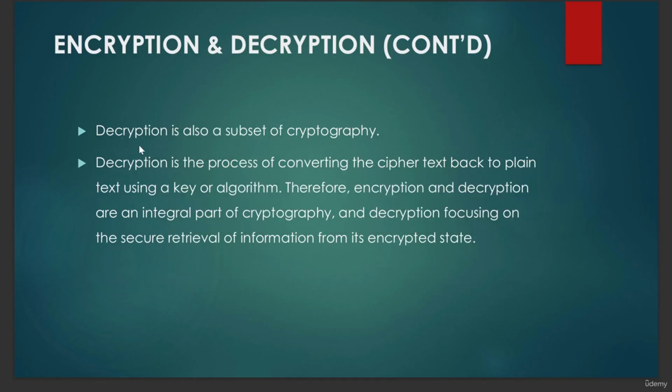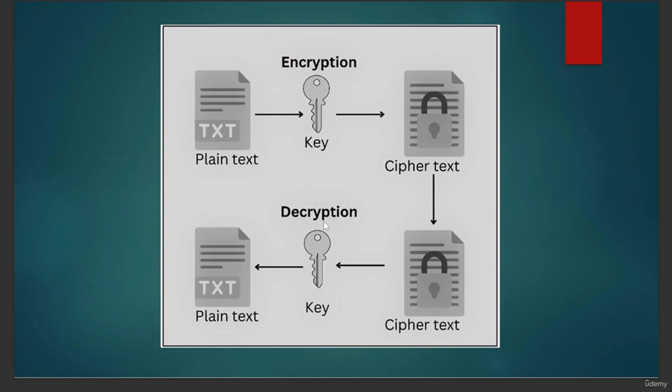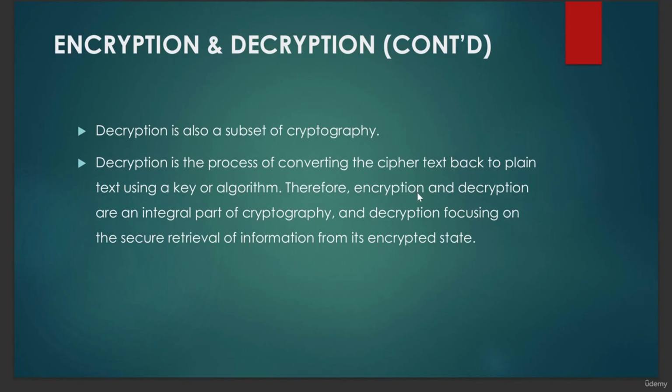Now we have decryption. Decryption is also a subset of cryptography. Decryption is the process of converting the ciphertext back to plain text using a key or algorithm, just like we have over here, converting the ciphertext to plain text using a key. All right. So therefore, encryption and decryption are an integral part of cryptography, with decryption focusing on the secure retrieval of information from its encrypted state, or in other words, the ciphertext.